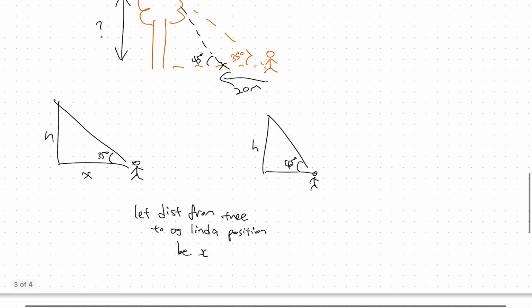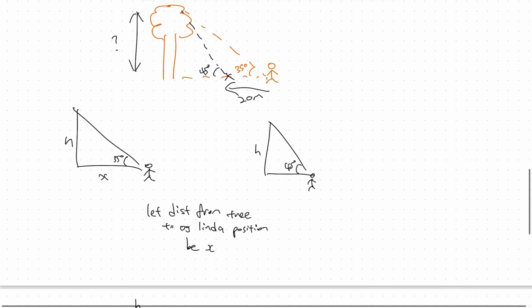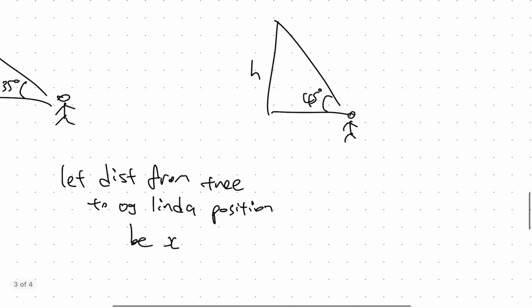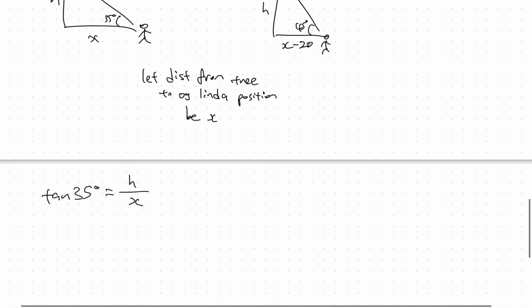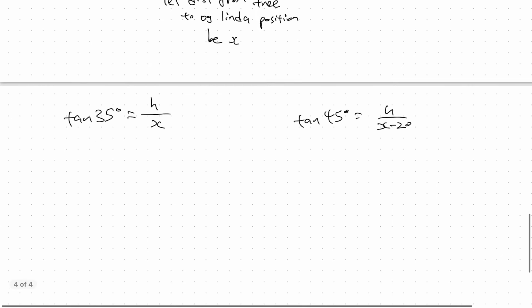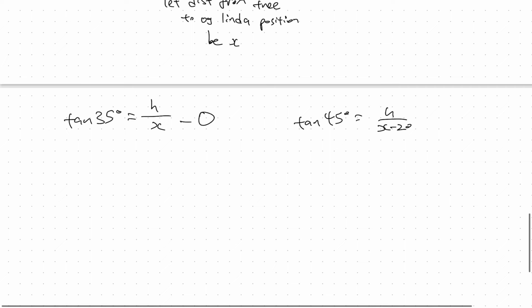Now we know that she moved 20 meters towards the tree, so x is 20 meters shorter now. So this length here is just x minus 20. So tangent 45 degrees equals h over x minus 20. So now we've got two equations. We'll call them equation 1 and equation 2.